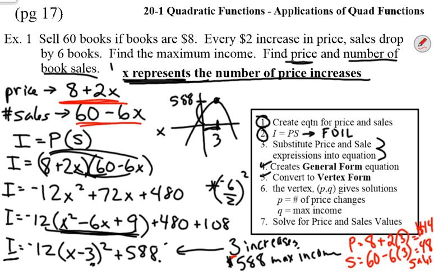So the way for this particular company with these books, they need to charge $14 to get the best combination of sales. $14, 48 sales will yield the best income of $588.